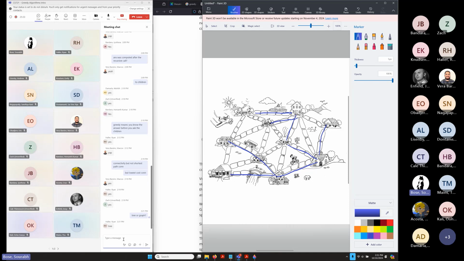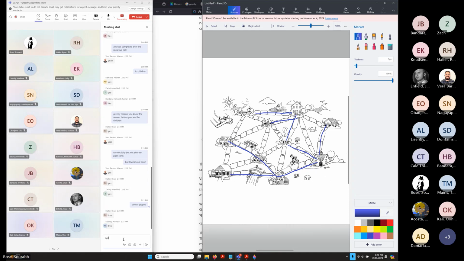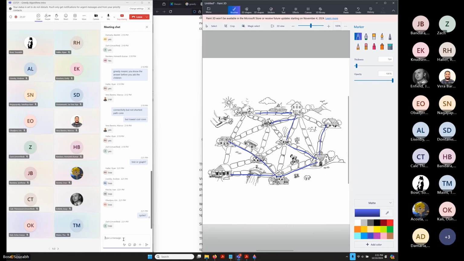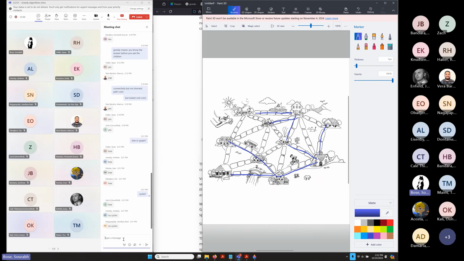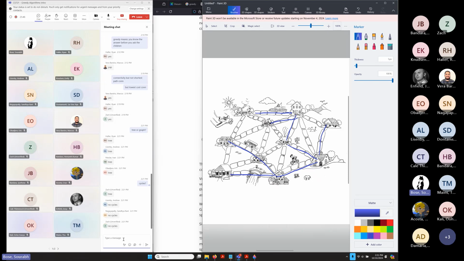Meaning, will it have cycles? You guys agree it's a tree, right? Will it have cycles? It will not. Why? What's the point of cycles? Well, I would want redundancy. I don't want that, right?